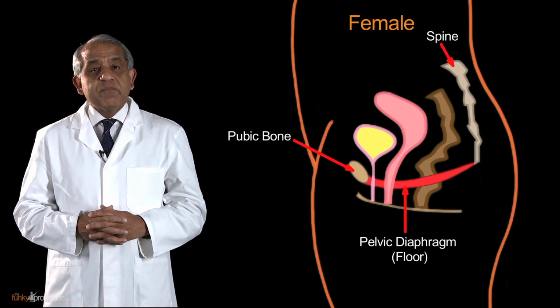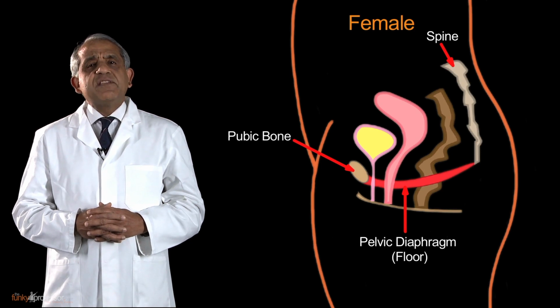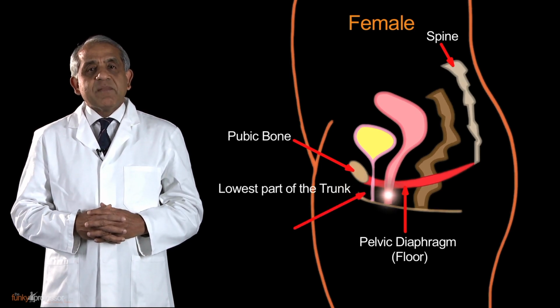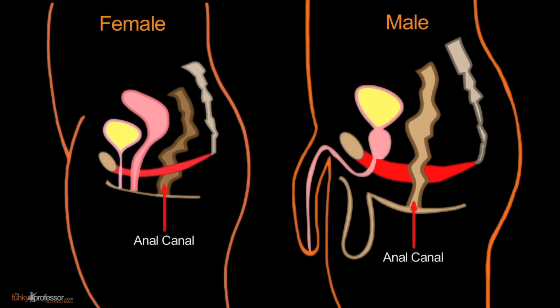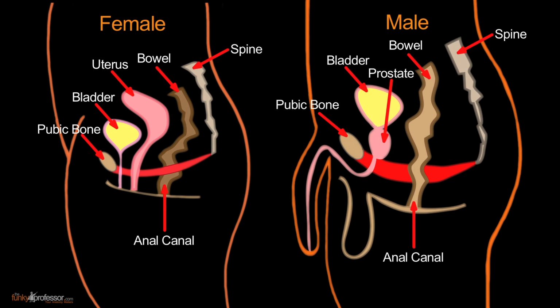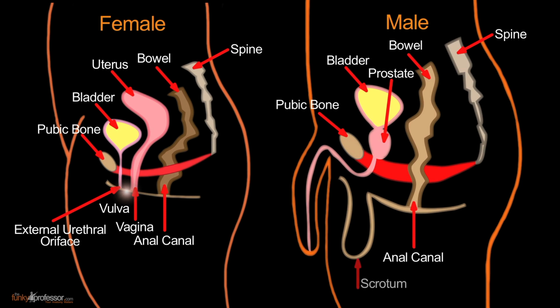Below the pelvic floor, or inferior to the pelvic floor, is the very lowest part of the trunk, and this we call the perineum. In both sexes, the perineum is occupied by the anal canal. In front of the anal canal, in the female perineum, are the vagina and the external urethral orifice, and the female external genitalia, the collective name for which is vulva. In the male perineum, in front of the anal canal, are the scrotum, penis, and the external urethral orifice.